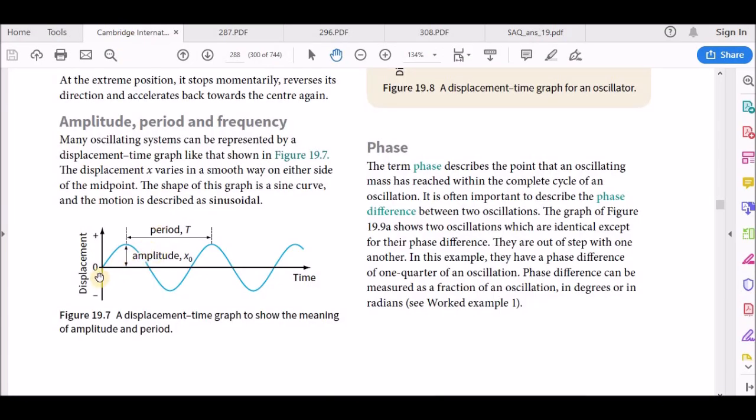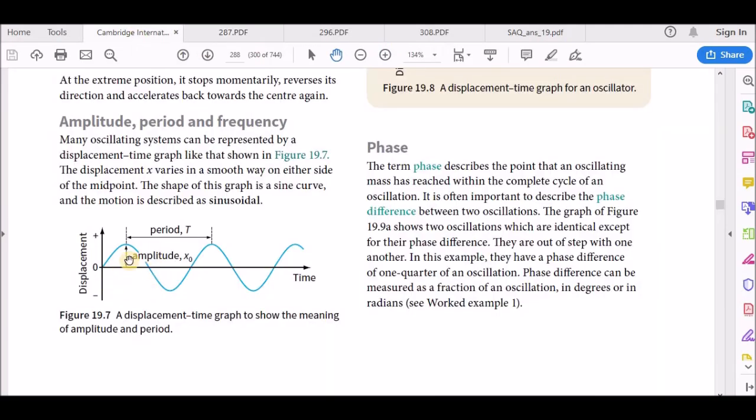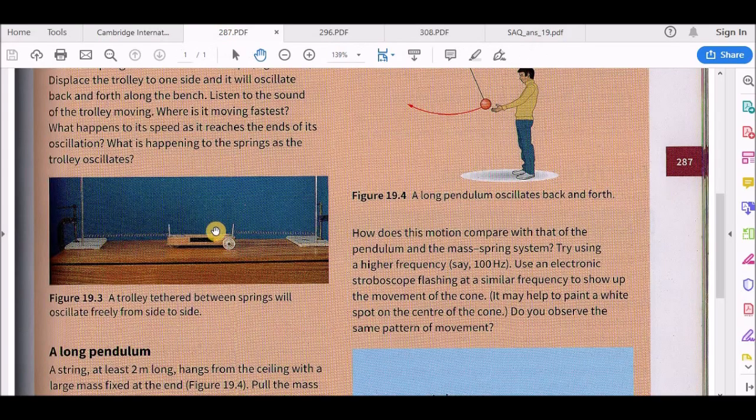Okay, so we take to the right as positive, and what happens is to the right the displacement is increasing. Then over here the displacement is maximum. Now this is where the trolley comes to a momentary stop. It is the extreme position. Okay, so over here, this point here is the extreme position. That is the position where the trolley comes to a momentary stop, and then it starts changing its direction.